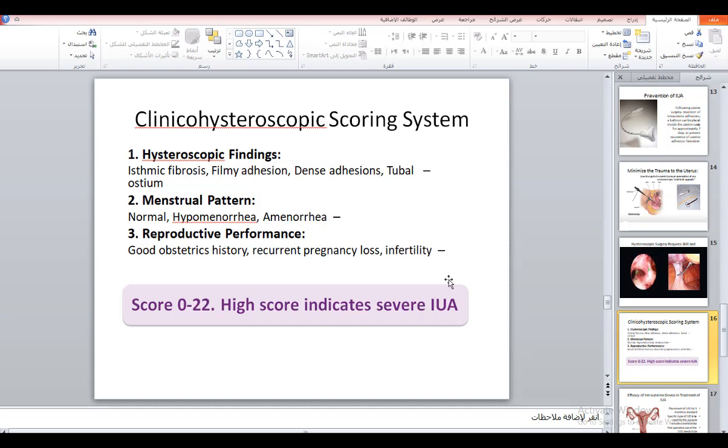And we use a clinical hysteroscopic scoring system. Hysteroscopic findings: fibrosis present or not, adhesion filmy or dense, tubal ostium involved or not. Number 2, menstrual pattern, whether it is normal, hypomenorrhea, or amenorrhea. Reproductive performance, whether it is a good obstetrical history, recurrent pregnancy loss, or infertility. We put a score for the clinical hysteroscopic system from 0 to 22. A high score indicates severe intrauterine adhesion, and the outcome is poor.